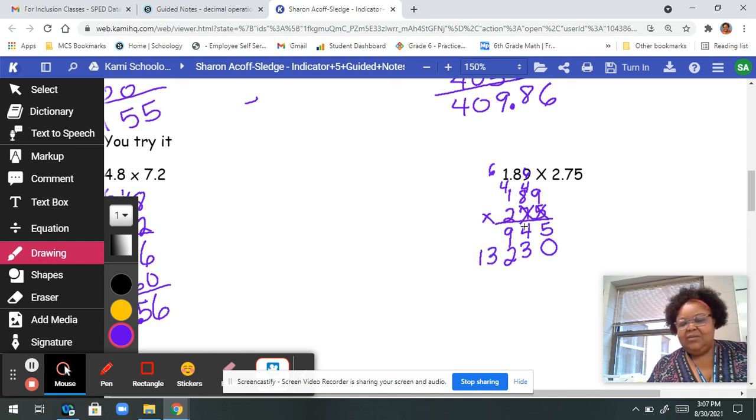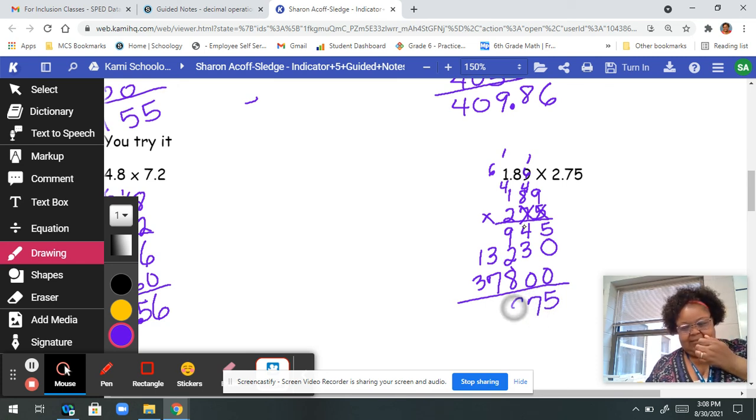X that out because I don't want to use it again. So I have two X's. I'm going to put 2 zeros. Now, 2 times 9 is 18. Put your 8 and carry your 1. 2 times 8 is 16. Plus 1 is 17. 2 times 1 is 2. Plus 1 is 3. Now I have to add all of this together.